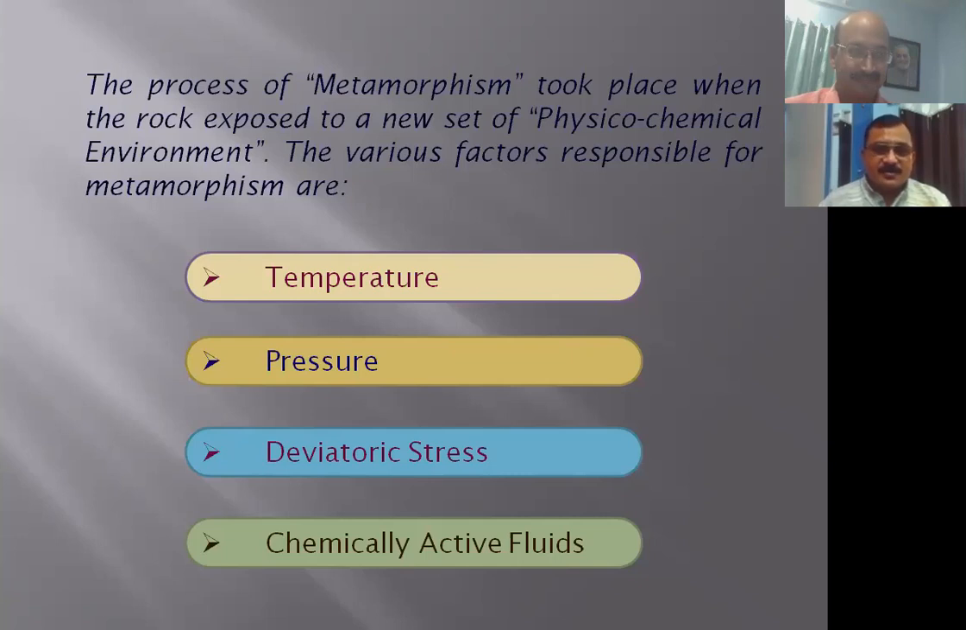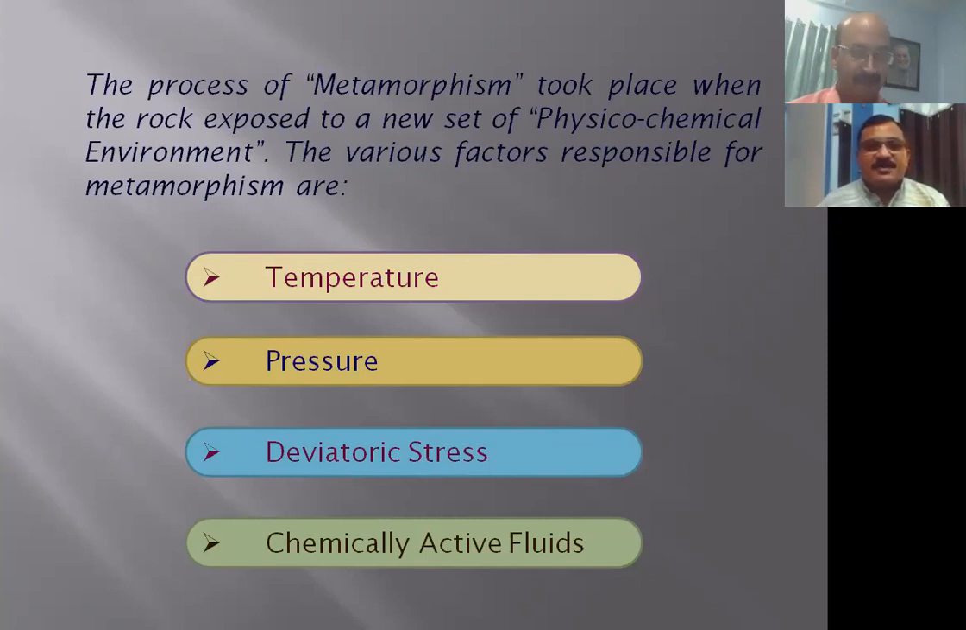Now, all these factors, these agents, are responsible for any metamorphic process. No doubt, their involvement may vary from one process to another process. In some processes, temperature is more dominant. In other processes, pressure is more dominant. In some processes, chemically active fluids are more dominant. But their role is very important in each metamorphic process.